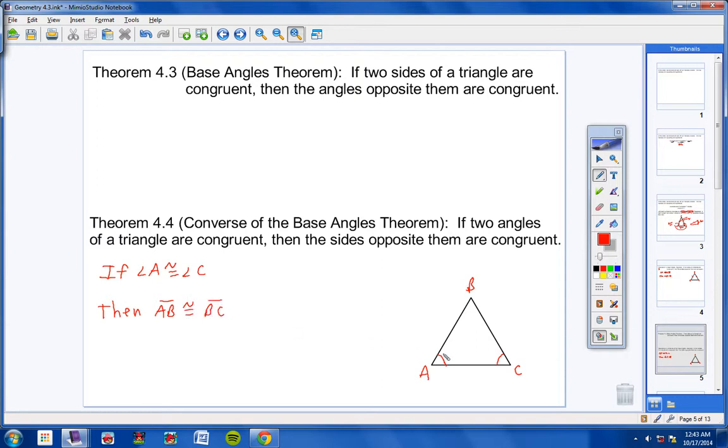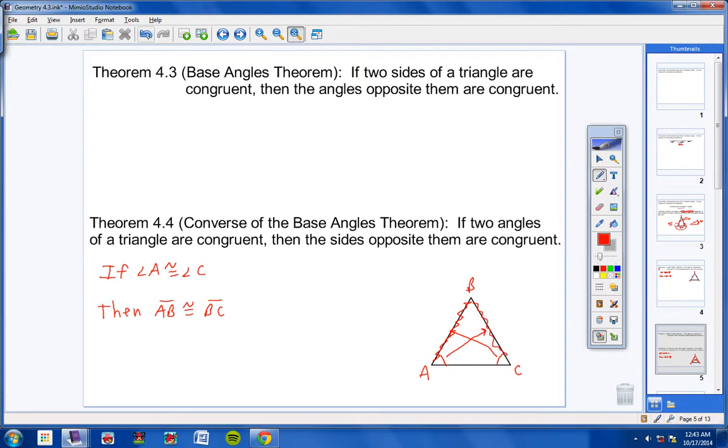And here's how I know that. If I have two angles in a triangle that are congruent to each other, like these two angles are, then what you do is you draw a line straight across from this angle to this side over here, and draw a line from this angle straight across to this side over here. This side here must be congruent to this side over here.